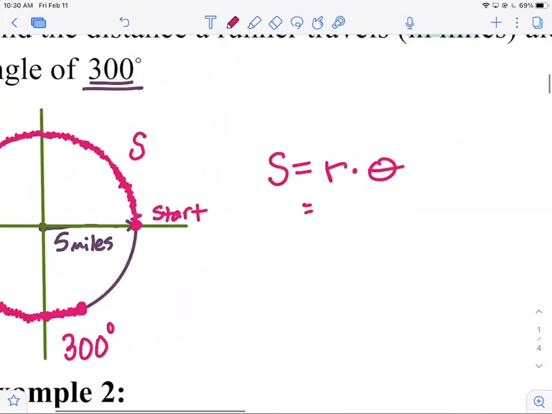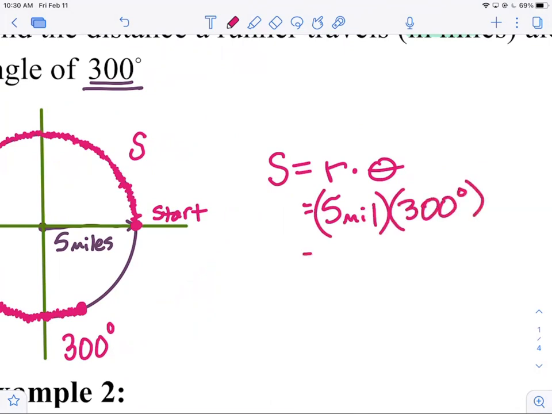So if you did just merely plug in, the radius is 5 miles and theta was 300 degrees, okay? You multiply and you get 1,500 miles degrees. What the heck is that?